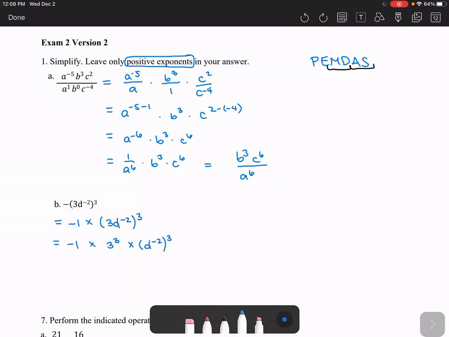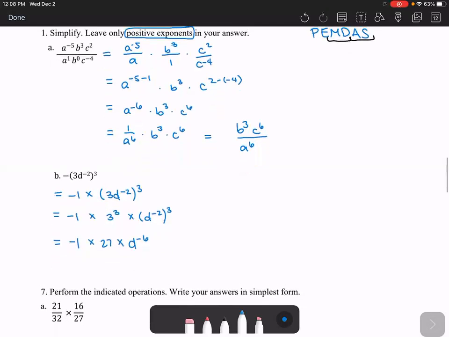I went ahead and put the parentheses around the d to the -2 just because we have double exponents there. So just to make it more clear what's going on. So then this is evaluating our exponents. This is 27 times. And then when we have one exponent raised to another, we're going to multiply those exponents together. So this is d to the -6. And then we can write this as -27 d to the -6, combining it all.